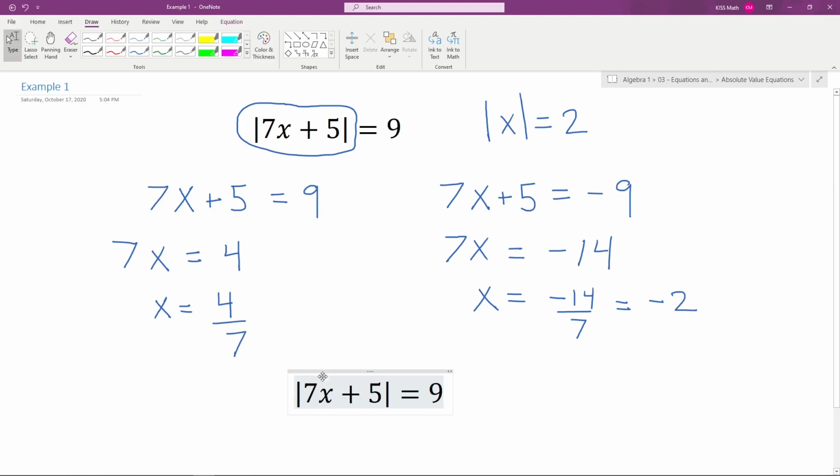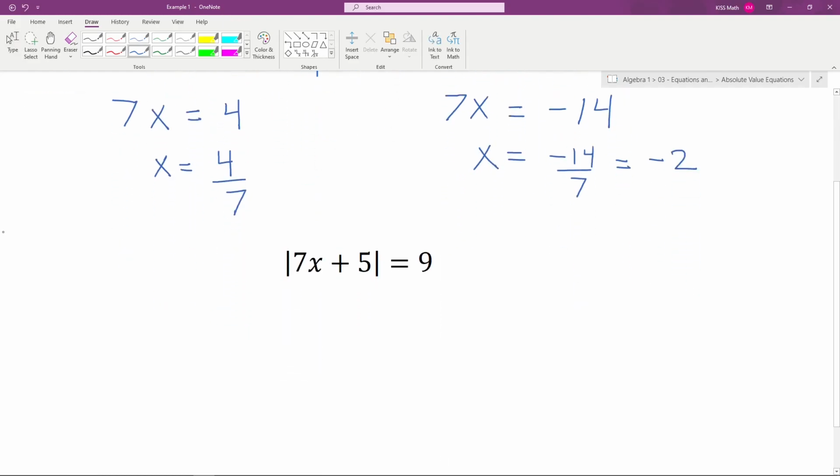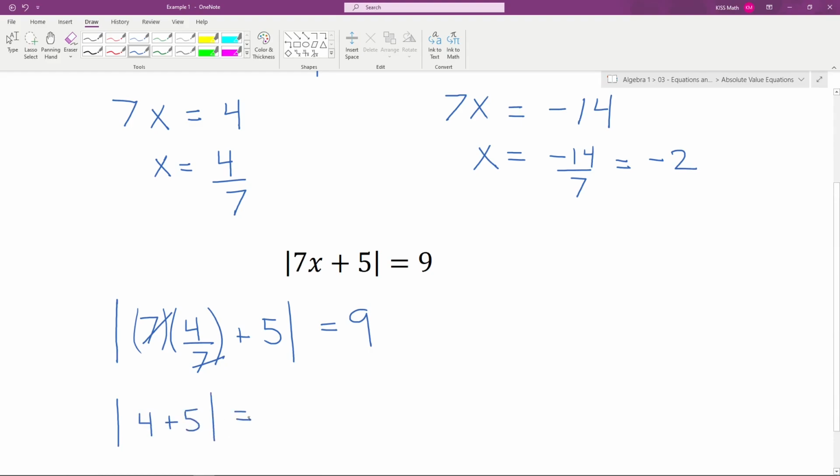The original equation's here, and I will plug in, let's do the 4 over 7 first. So we have the absolute value of 7 times 4 over 7 plus 5 equals 9. And these 7's will cancel out, so you'll just get the absolute value of 4 plus 5 equals 9. And the absolute value of 9 is just 9, so that answer is good.